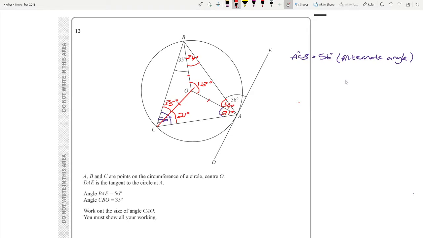Okay, so if we're going to show our working clearly for the examiner, let's go back to where we had the angle 56. What was the next thing we did? We worked out angle OCB. We worked out it to be 35 degrees. The reason why is because it's isosceles. Because of being an isosceles triangle, it's the same as angle OBC. And the next thing we did is we worked out the angle OCA.